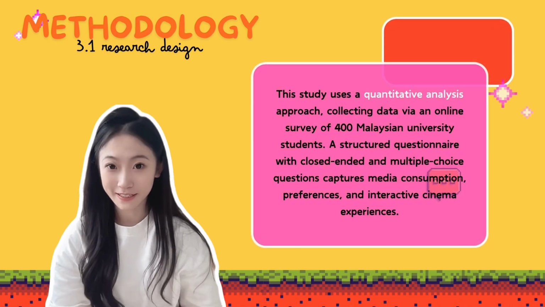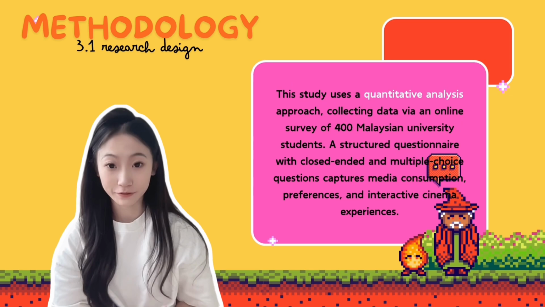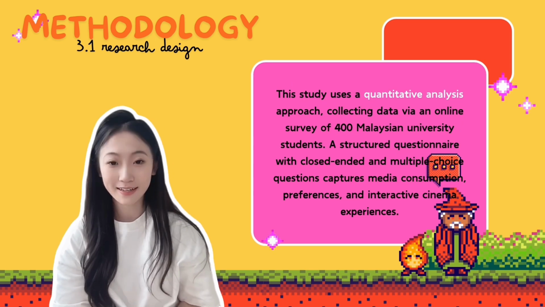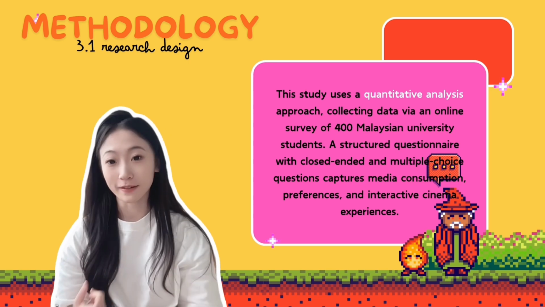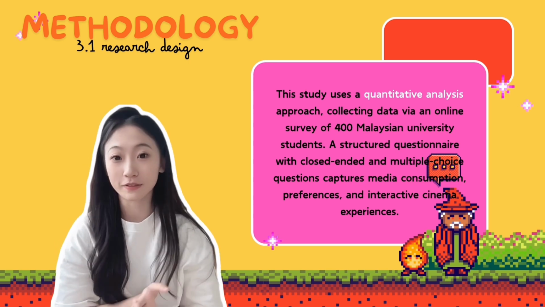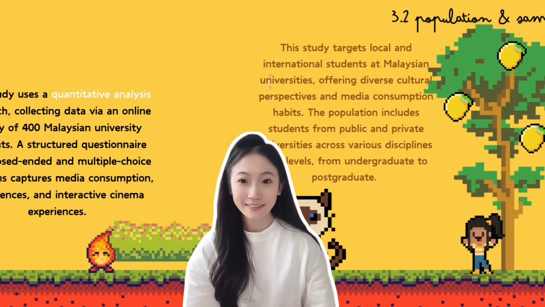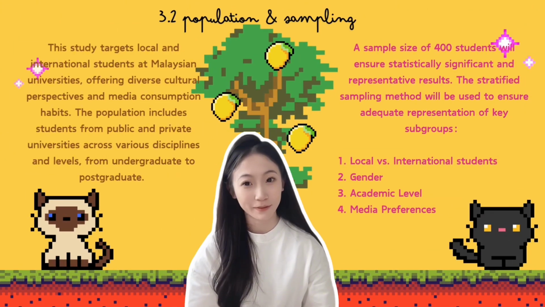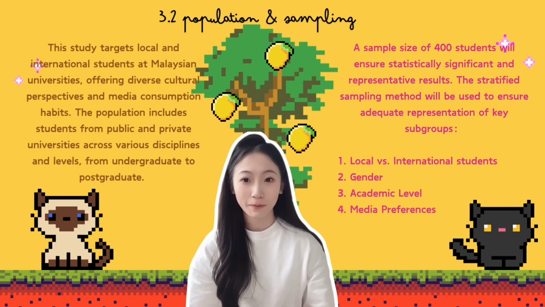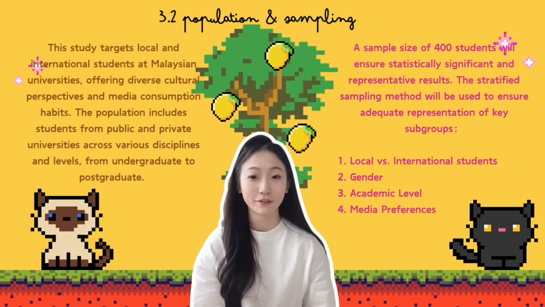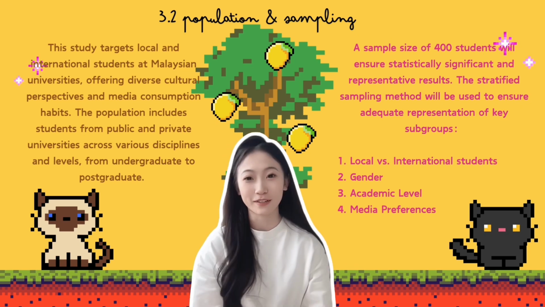So about methodology, in this study I use a quantitative analysis approach, collecting data via an online survey of 400 Malaysian university students. A structured questionnaire with closed-ended and multiple choice questions captures media consumption, preferences, and interactive cinema experiences. So what is the population of the research? This study targets local and international students at Malaysian universities, offering diverse cultural perspectives and media consumption habits. The population includes students from public and private universities across various disciplines and levels, from undergraduate to postgraduate.